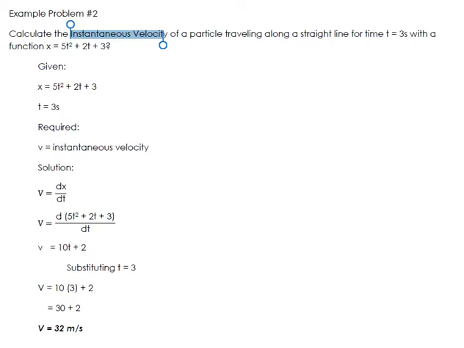x is equal to 5t squared plus 2t plus 3. So this is a position vector, or a function of the position of a particle. Now if we try to find the instantaneous velocity of this particle, we need to remember our knowledge of calculus.